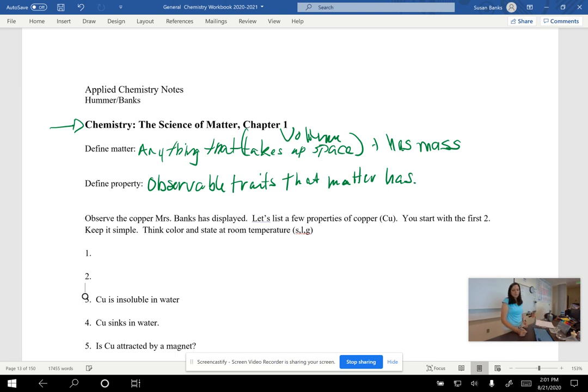For example, water right here is colorless and clear. At room temperature, it is a liquid. Those are all observable traits of water. Okay? Another thing that we could say about water is when we get to 100 degrees Celsius, it boils. And when we get to 0 degrees Celsius, it freezes. Those are also properties of water.